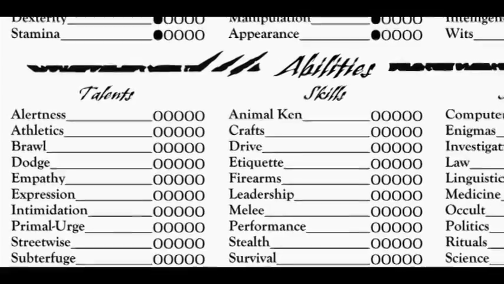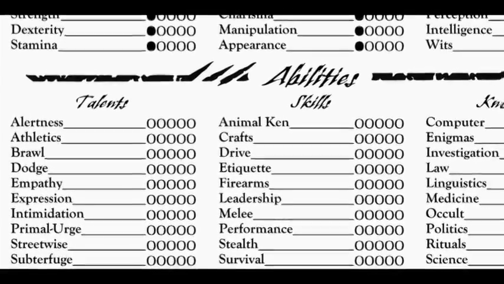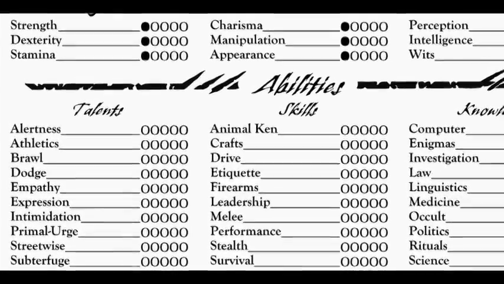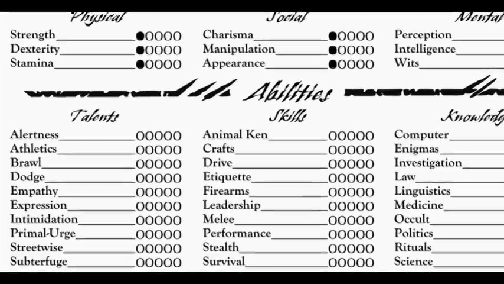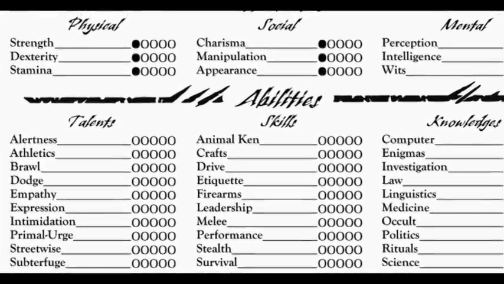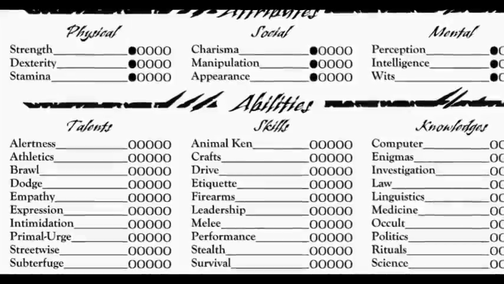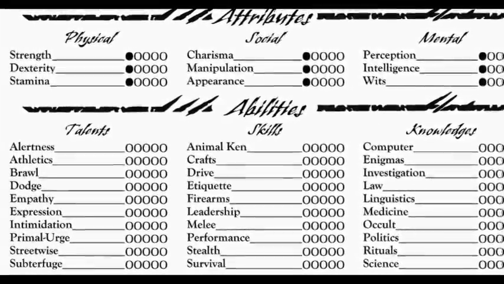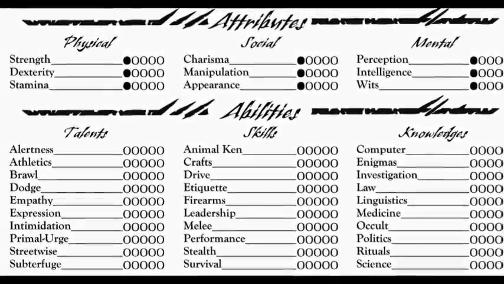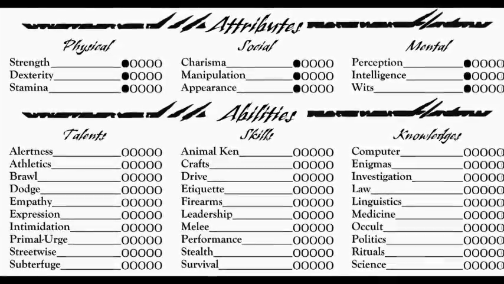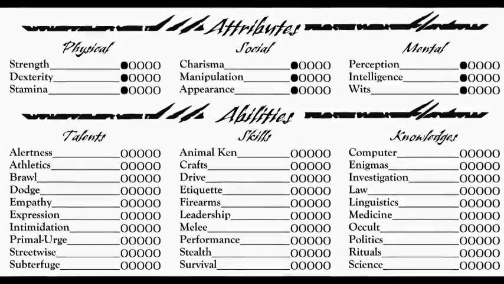They would have to buy it with experience points or freebie points in character creation. Wolves can have it, and something else wolves can have in the beginning is like drive, or firearms and stuff like that. So yeah, that's basically attributes and abilities.